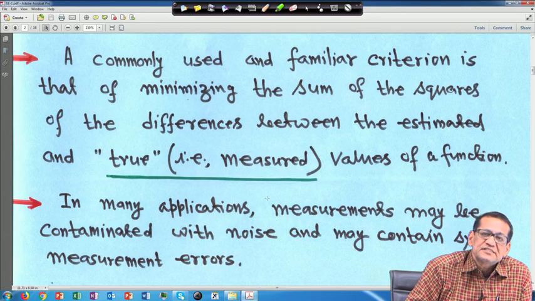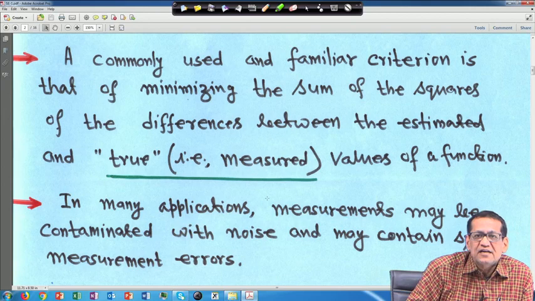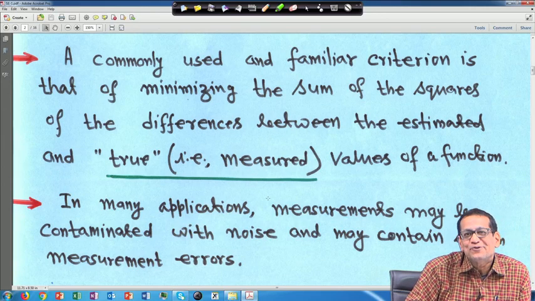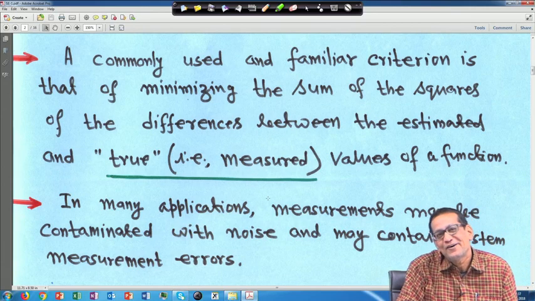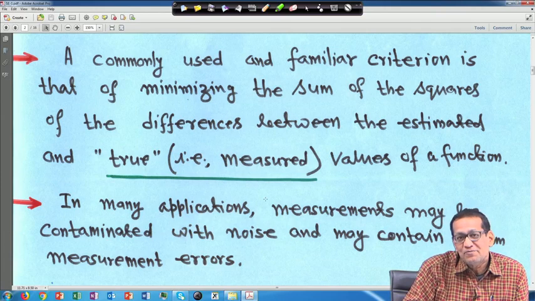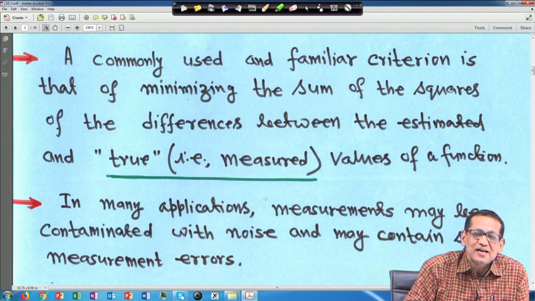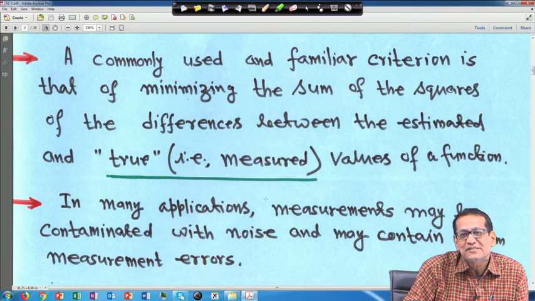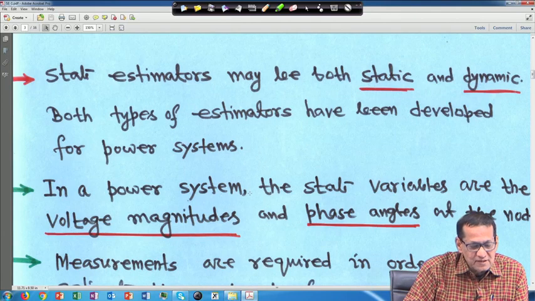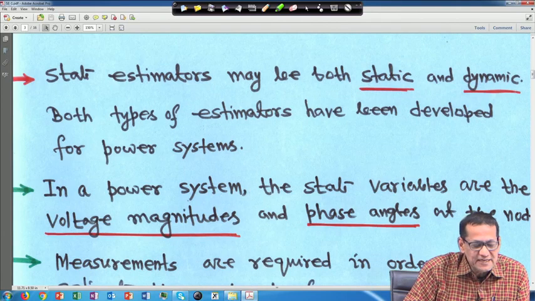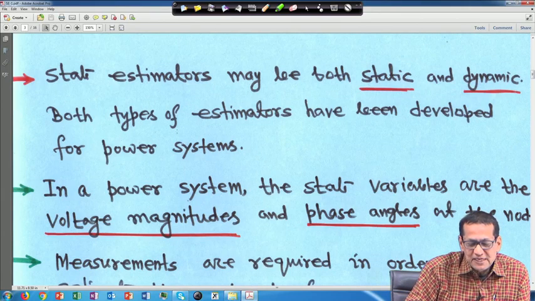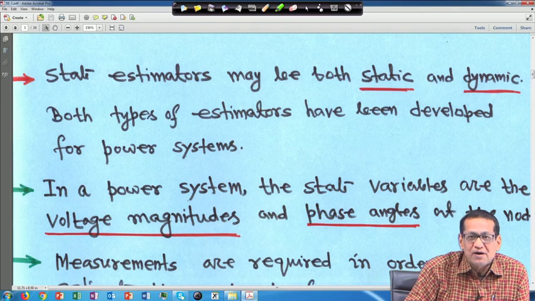And generally state estimation has two types, static and dynamic. In this course we will study static state estimation, but not in much detail. Many things cannot be solved in the class, particularly for AC state estimation, it is impossible to solve in the classroom, you need a computer, but we will see things that we can solve in the classroom. State estimation may be both static and dynamic, and both types of estimators have been developed for power systems.